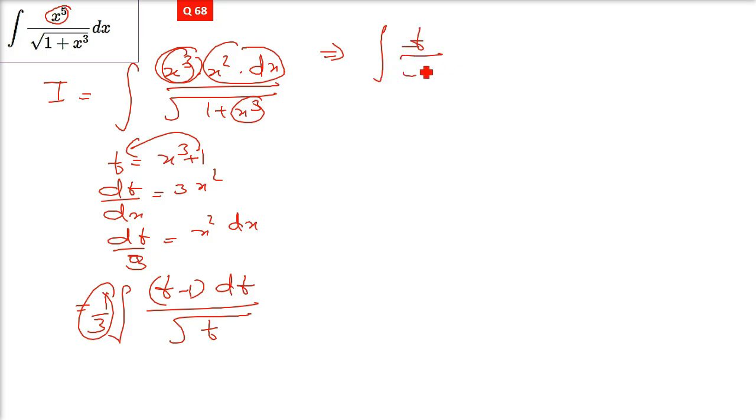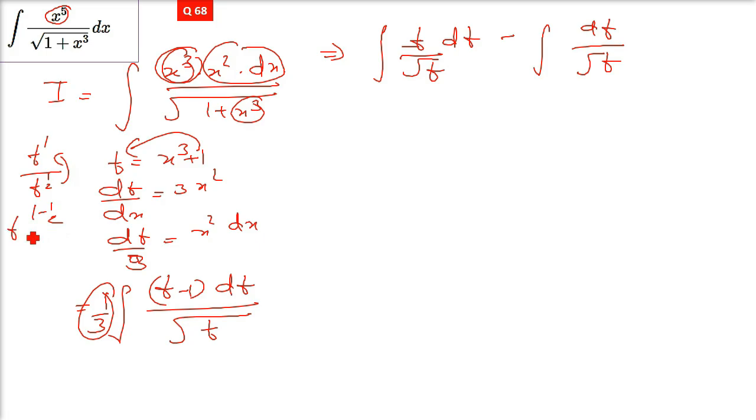Let us separate them out. 1 by 3 we will deal with later. So t by under root t dt minus integration of dt by under root t. So t raised power 1, t raised power half, this goes up. 1 minus half is half only. So t raised half it will be. This will be t raised half minus t raised minus half.